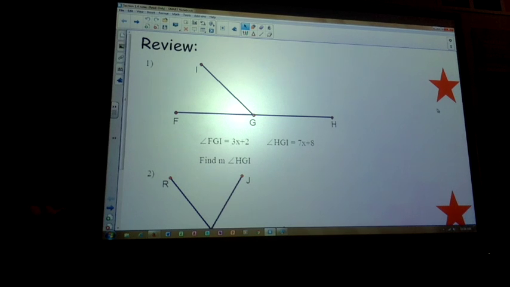Give 2 other names for plane W. Plane W, just using 3 letters. So you can say plane BGE or BGR or REG or REN or something like that. Some of those 3 letters. Can you do just one letter?